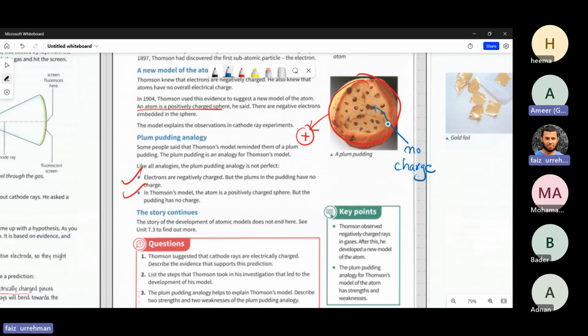These are the pieces of the fruit. Yes, these are the pieces of the plum fruit. Okay. Electrons are negatively charged, but the plums in the pudding have no charge. In Thomson model, the atom is positively charged, but the pudding has no charge.